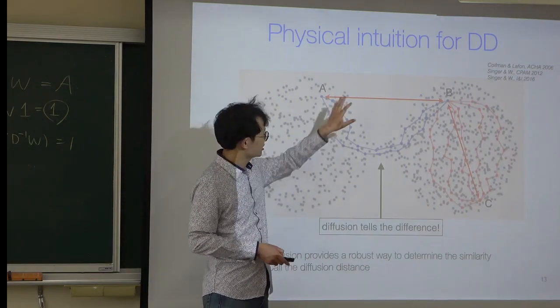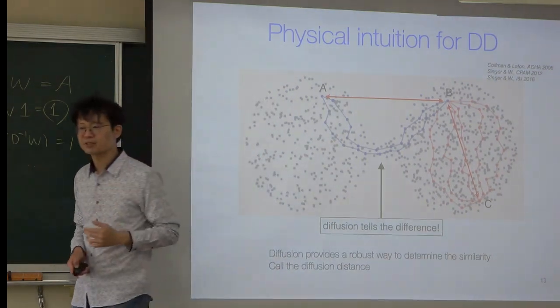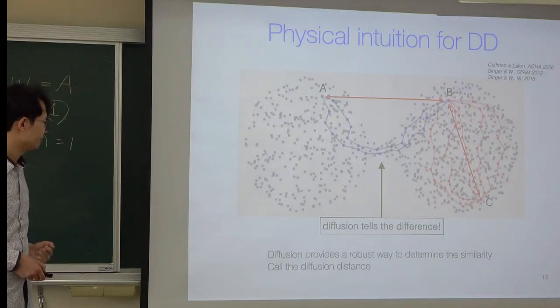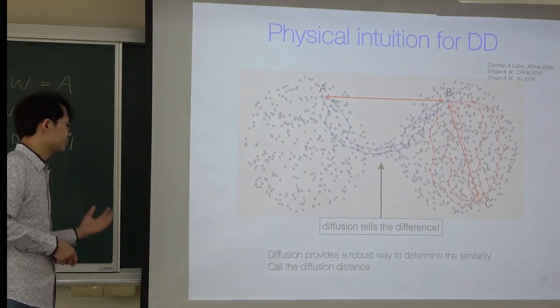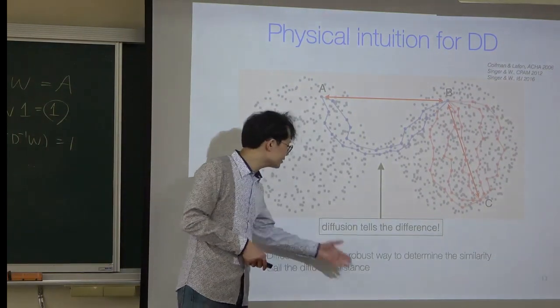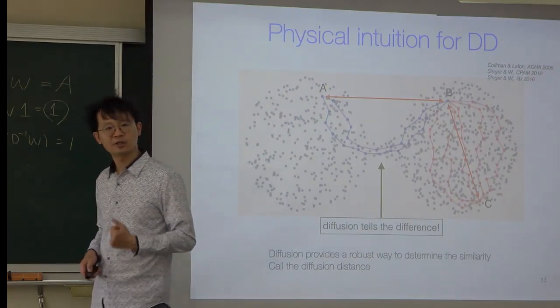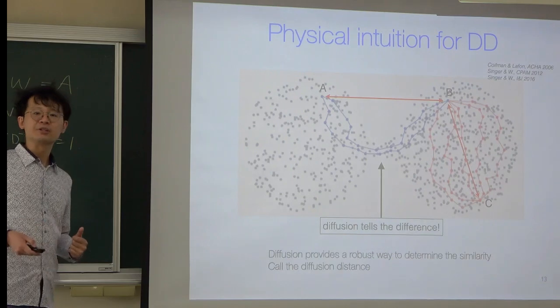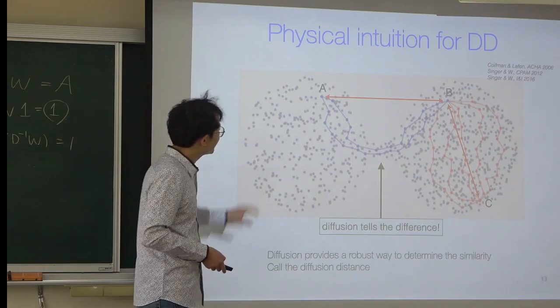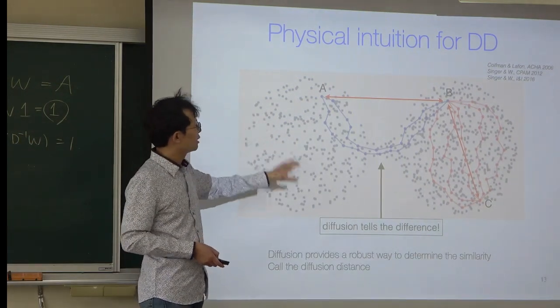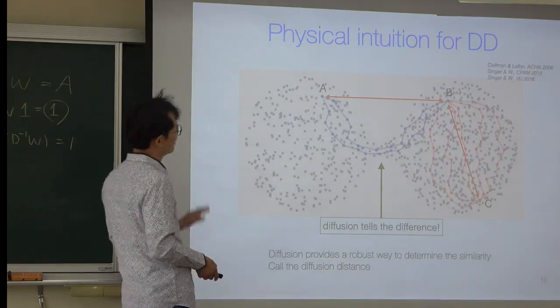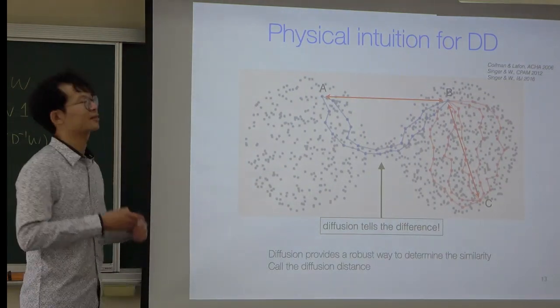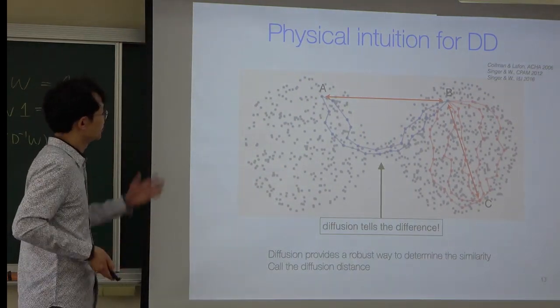It captures the geometric properties of the difficulty of diffusion, so that it can provide a robust way to determine the notion of distance, called diffusion distance. And that is really the main application of diffusion map and diffusion distance. Well, not really the main one, there are several others, but that is one of them.